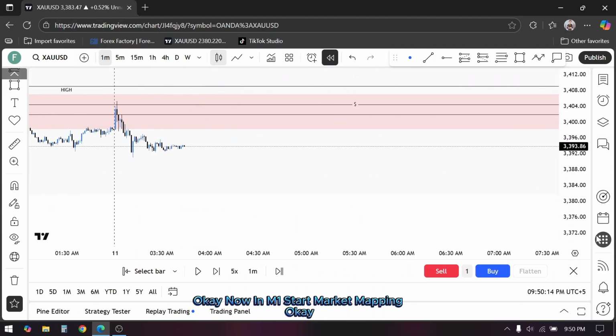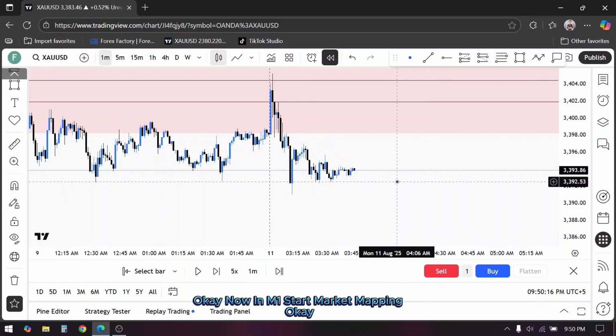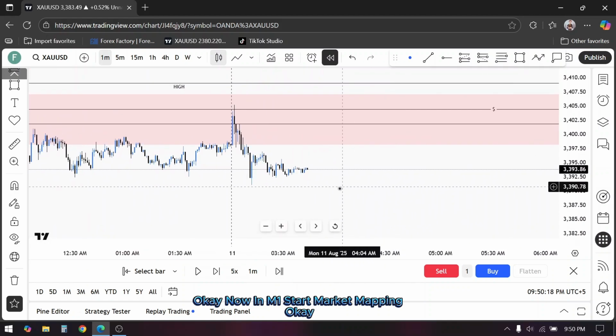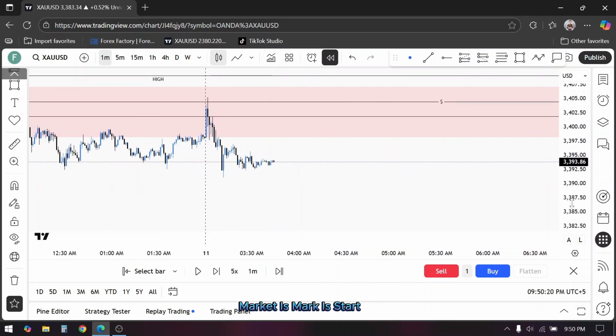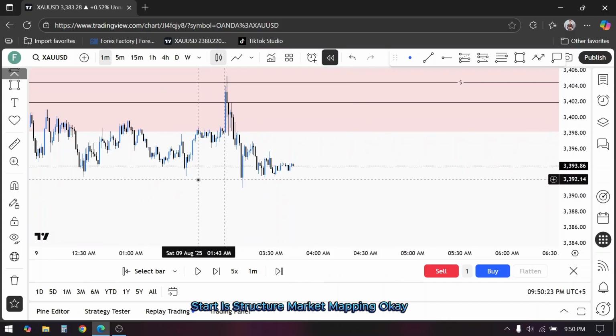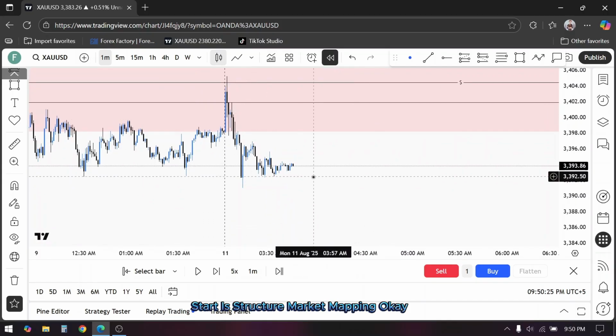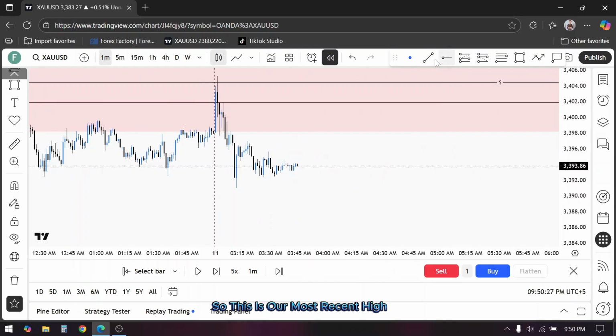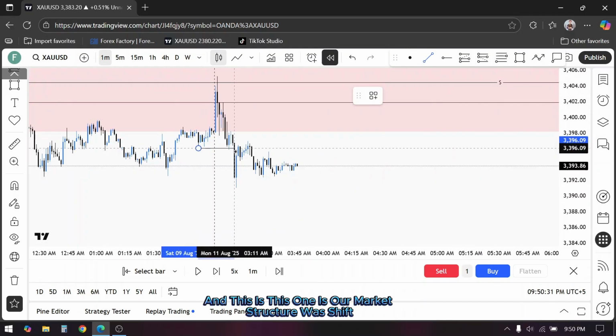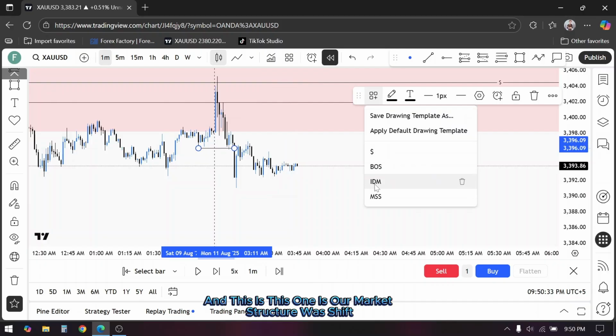Okay, now in M1 start market mapping. Start structure mapping. So this is our most recent high, and this one is our market structure shift.